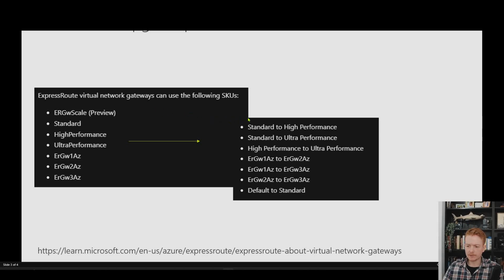And in the past, these were the upgrade paths that you had available to you in a seamless fashion. And you see really here, you could only move inside of the same family. So standard to high, high to ultra, ER gateway 1 to 2 or 3. So you had to stay within the lane of non-AZ or AZ and just move in terms of performance of that type of gateway.